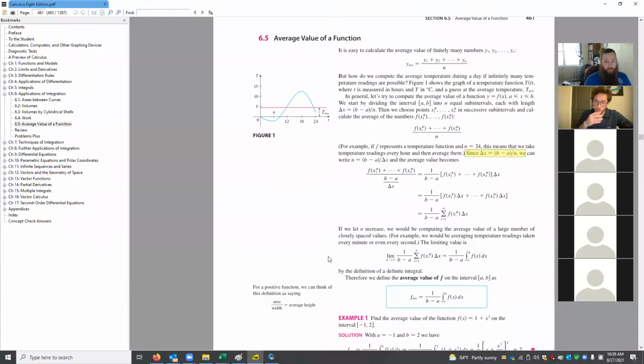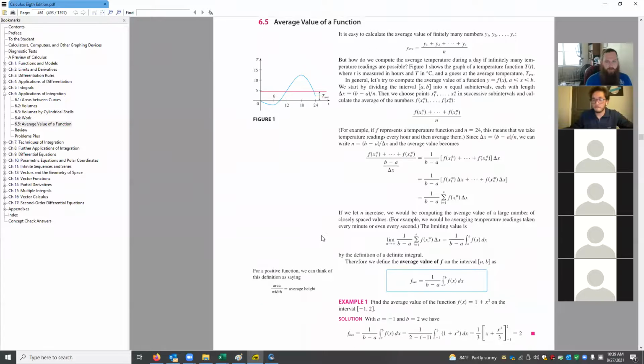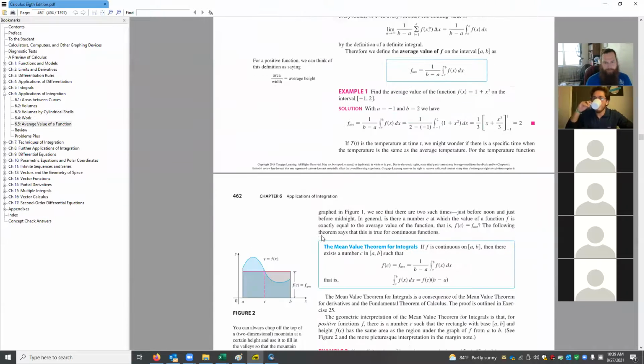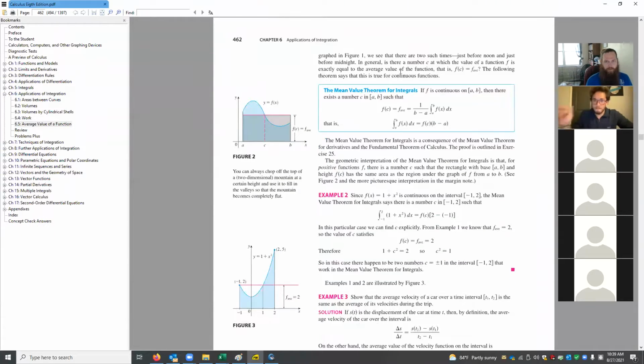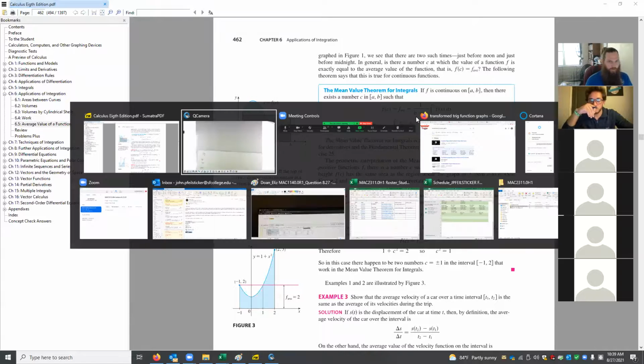There are some nice ways of interpreting this geometrically, especially when you think about the mean value theorem. Here it is, your mean value theorem for integrals. We can say, let me try to convince you over here.